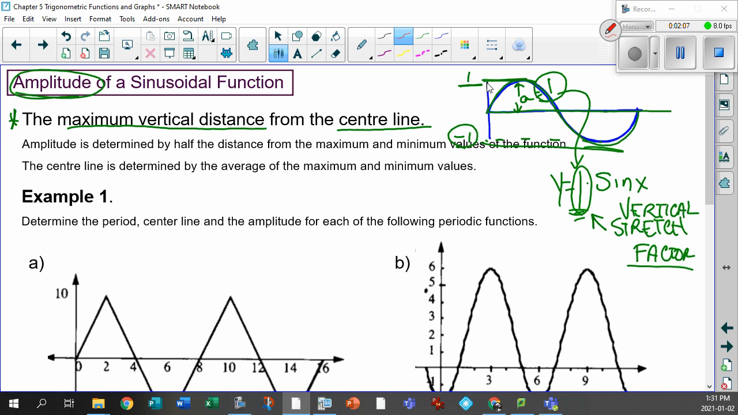So how do we figure this out? Well, the amplitude will be determined by the center line. We have to figure out the center line every single time. And if we can figure out the center line, there's no problem figuring out the amplitude. We can just look right on the graph and just count it.